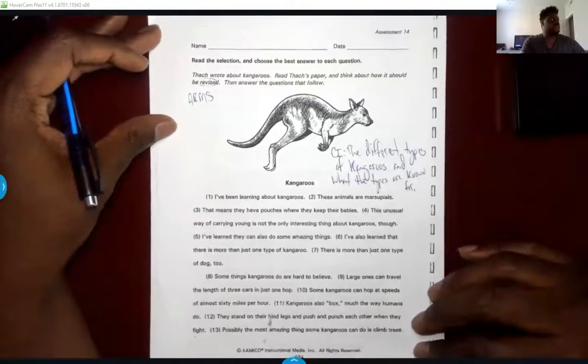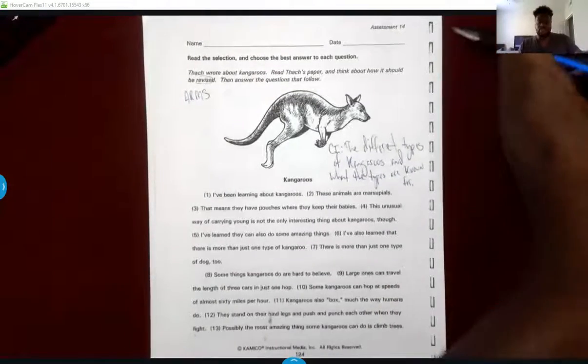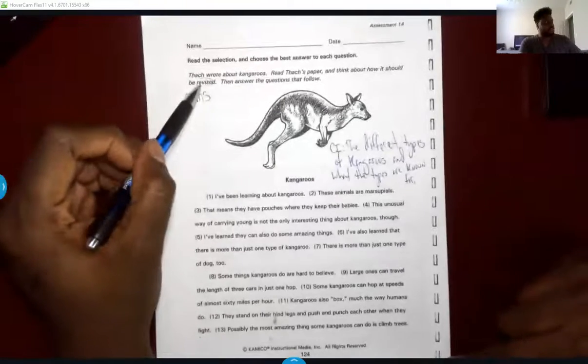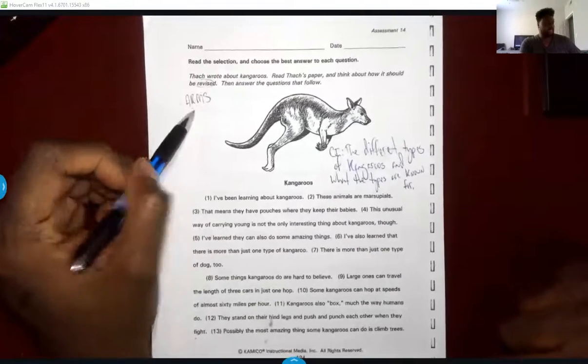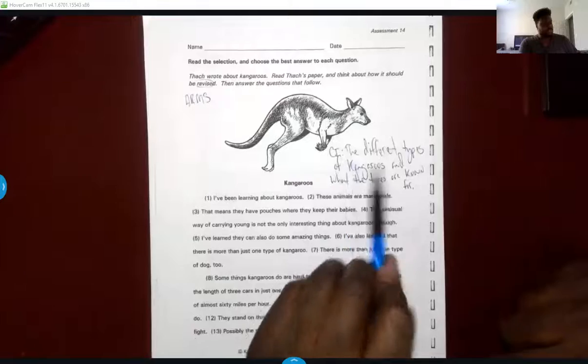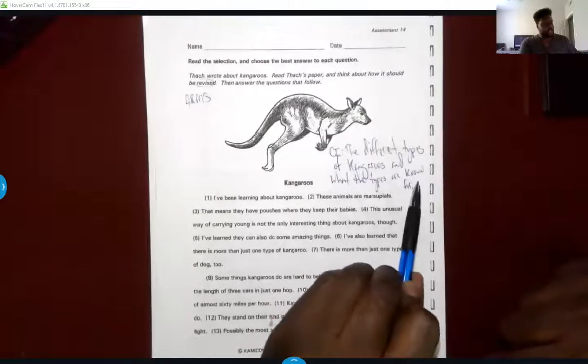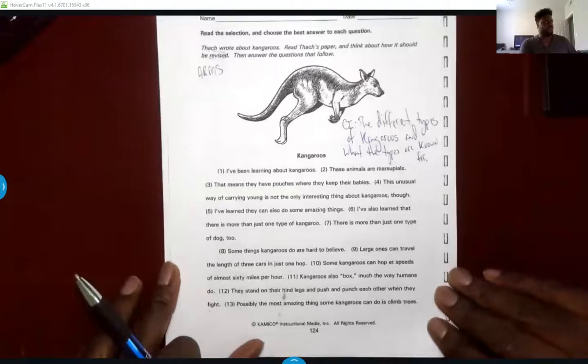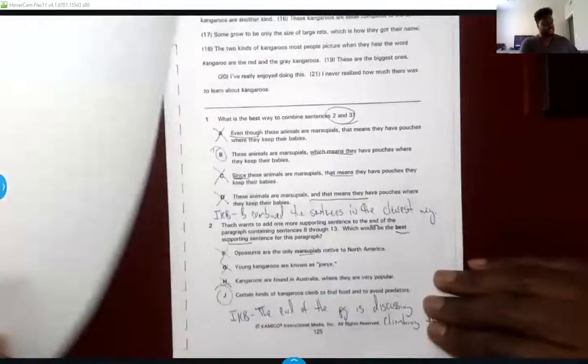As you know, on Monday, we went ahead and started and answered the first two questions. So we realized that this is a revising passage because it says revise right here, and we're doing arts. So our central idea: the different types of kangaroos and what they are known for. So we're gonna go ahead and look at questions number 3 and 4 today.